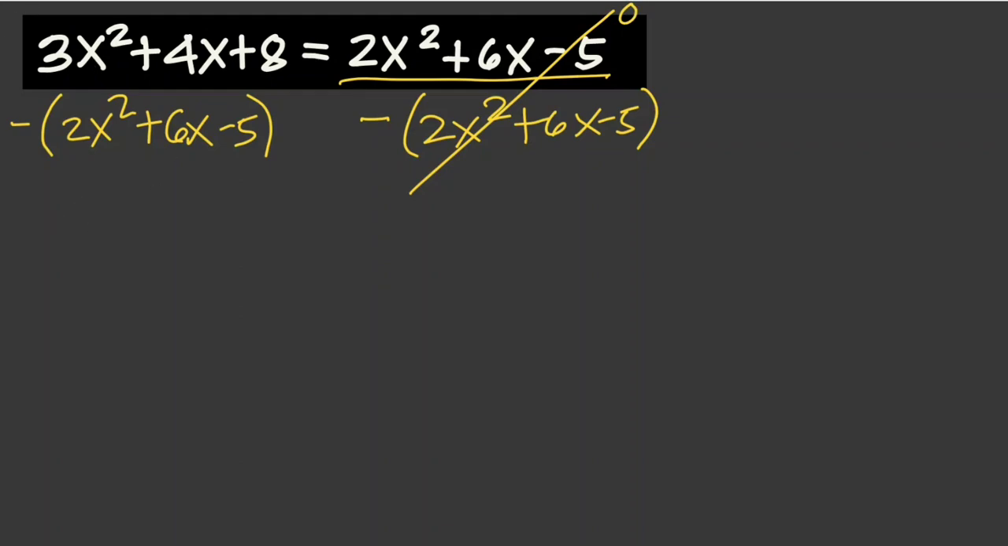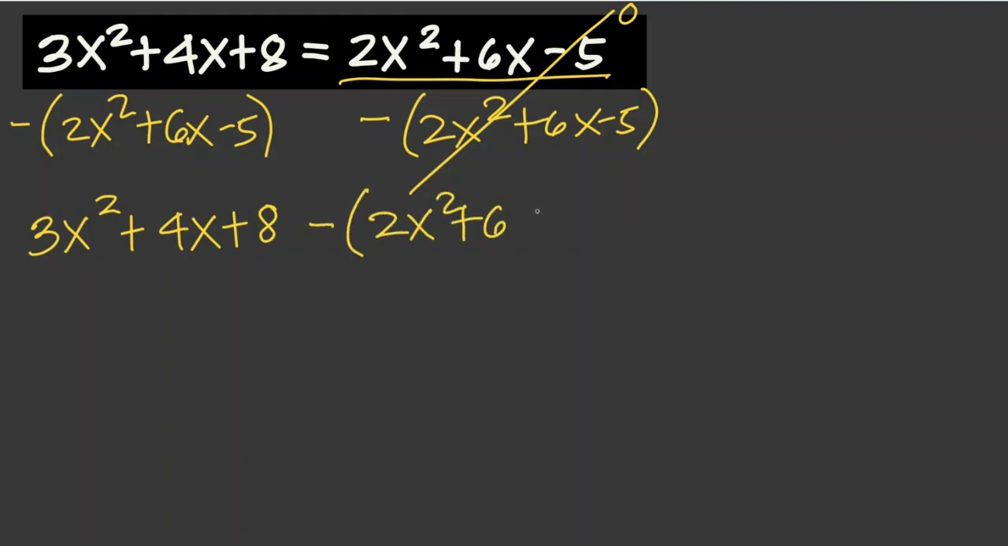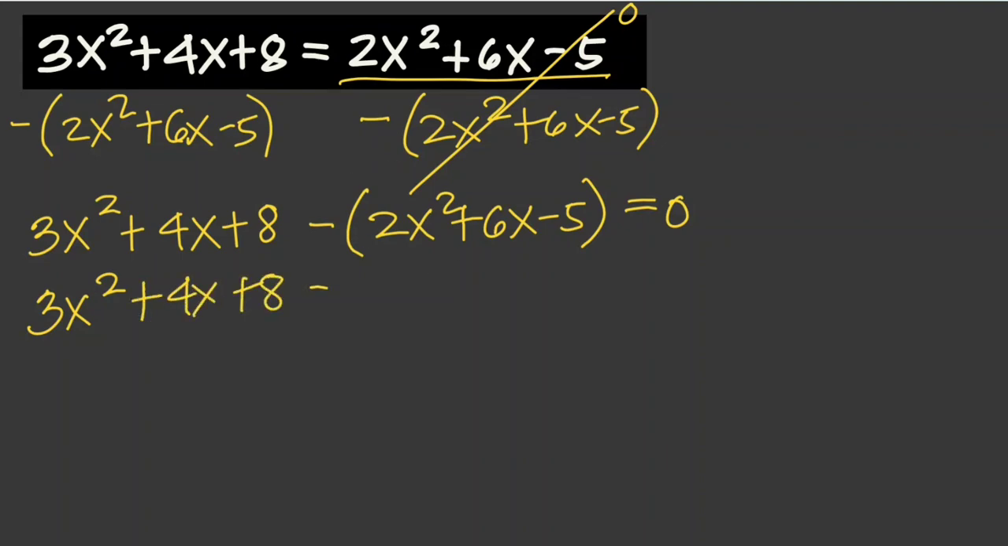And this equation on the left would become 3x squared plus 4x plus 8 minus 2x squared plus 6x minus 5 equals 0. Distributing the negative sign to the expression inside the parenthesis, it will be negative 2x squared, negative 6x plus 5 equals 0. And then we can group like terms.